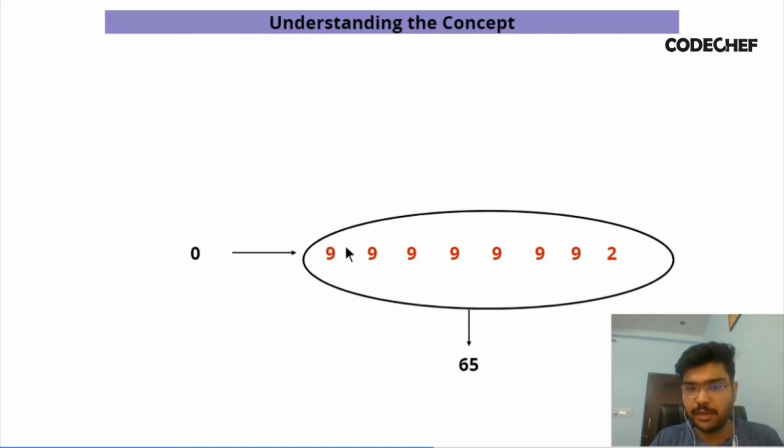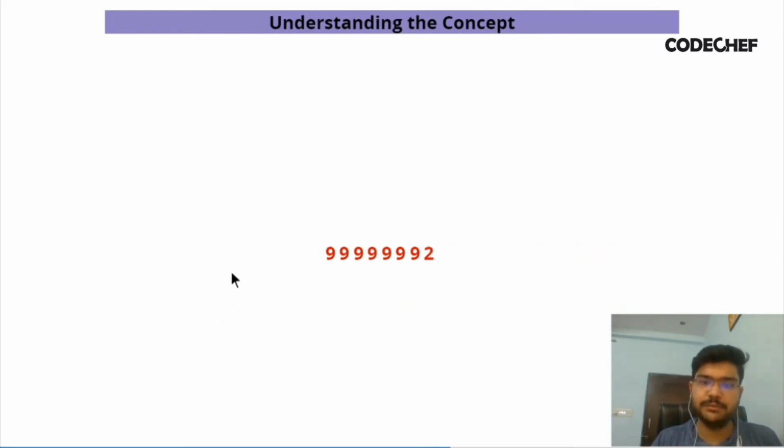So if we sum all the digits of this integer, that will sum up to 65, and the integer which is generated is this integer, that is 99992. So this is the integer which is generated. So I hope this concept is clear to you. This is the main concept of the problem, right?